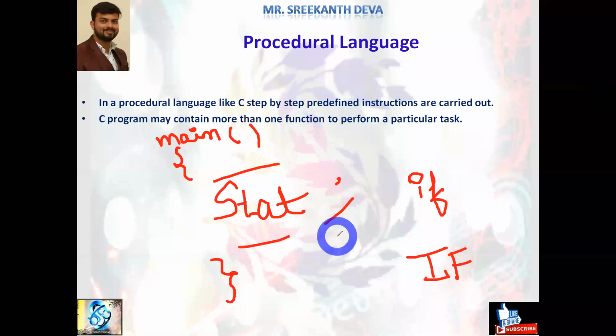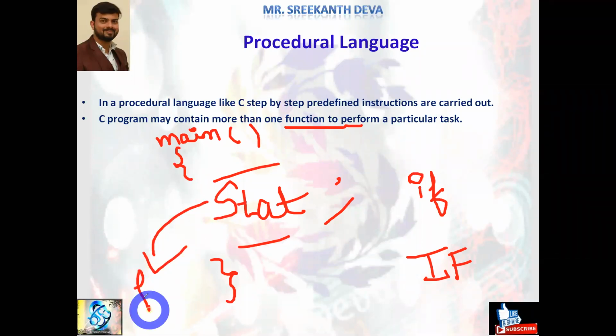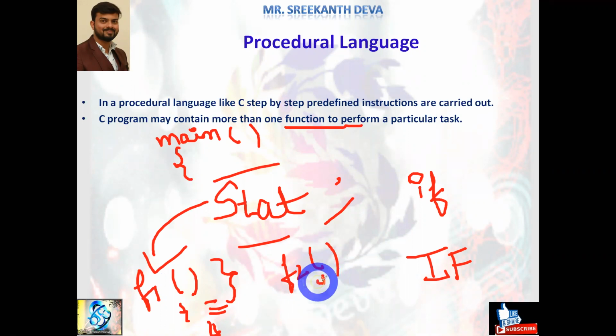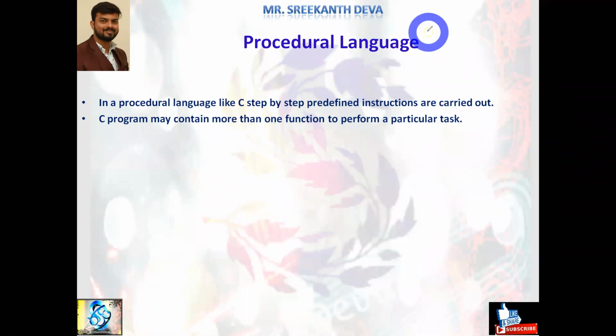Further, C is a procedural language. A C program may contain more than one function to perform a particular task. From the main function we can later divide it into subroutines, like user defined functions, like function 1. We can divide it into several sub functions. C is a structural oriented programming language. It means we can divide larger problems into smaller problems with the help of these user defined functions or subroutines. So this is about C being a procedural oriented programming language.